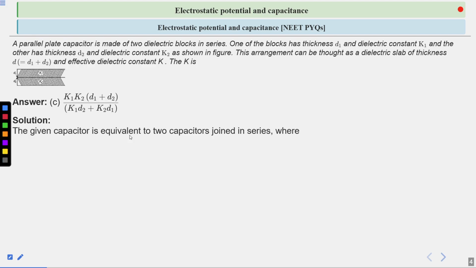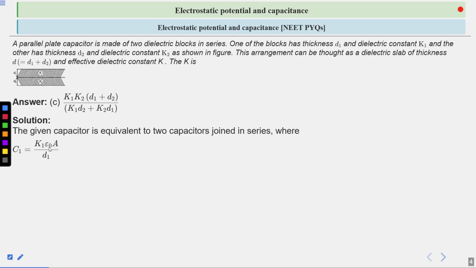So the given capacitor is equivalent to two capacitors joined in series. We can assume this type of structure: one capacitor and a second capacitor, connected in series. The first capacitor has K1 dielectric and D1 separation, and the second capacitor has D2 separation and K2 dielectric. So this type of structure we can assume.